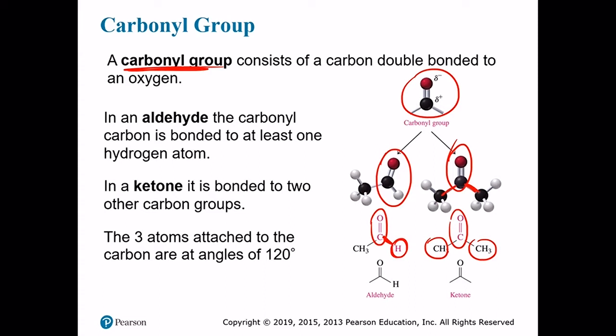Since the carbonyl carbon is attached to two other atoms and then double bonded to an oxygen, it has three atoms bonded to it, no lone pairs, which gives it a trigonal planar geometry with angles of 120 degrees.